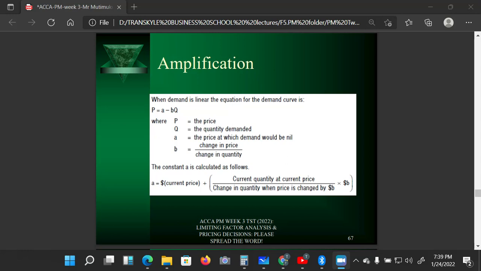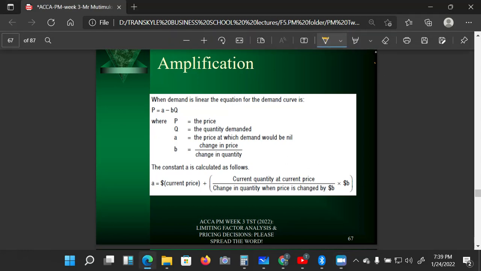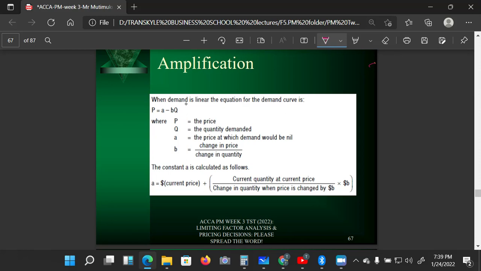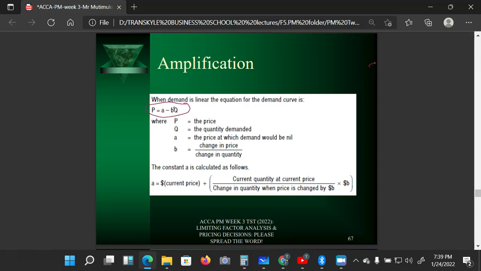It is given by the examiners, so you shouldn't panic whenever you are required to come up with the equation in the exam. This is the demand equation. Please get used to it.